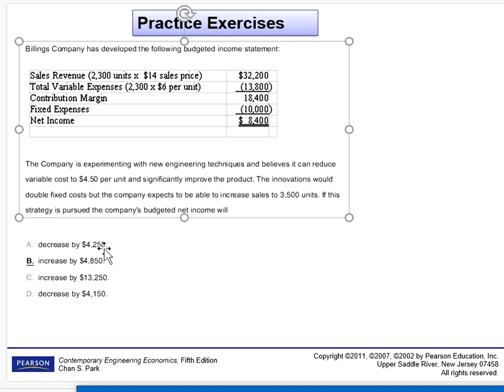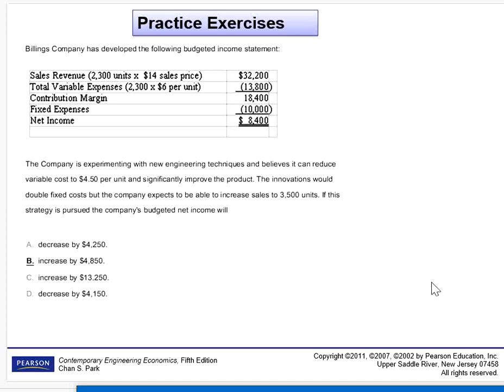And then the question asks what will happen to net income? You will get a new net income. The question is the change between this and the new number here. So is it an increase or decrease? You should get this answer, that our income is increased by this amount. Basically the new number should be more than this, and then calculate the difference. You will see that there is an increase in the net income.